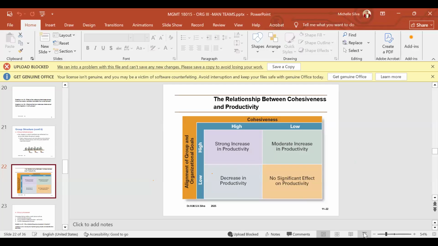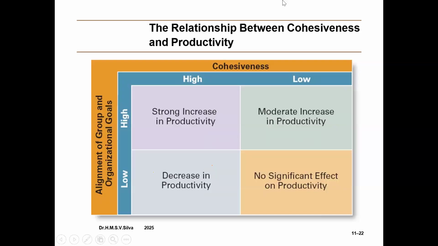Okay, look at this picture, the relationship between cohesiveness and productivity. There is alignment of group and organizational goals. When cohesion is low and there is no proper alignment between organizational goals and group goals, productivity decreases. But if unity is high, as well as if there is proper alignment between group goals and organizational goals, productivity increases.